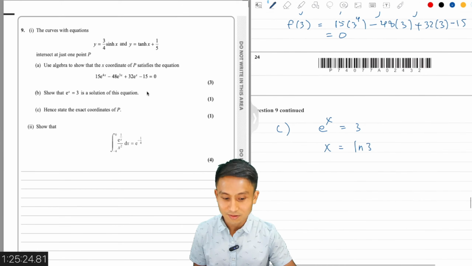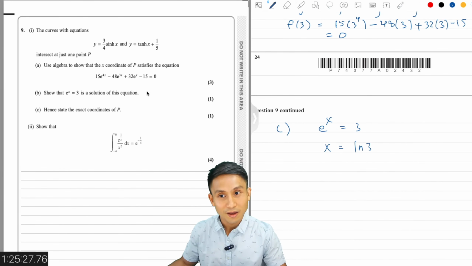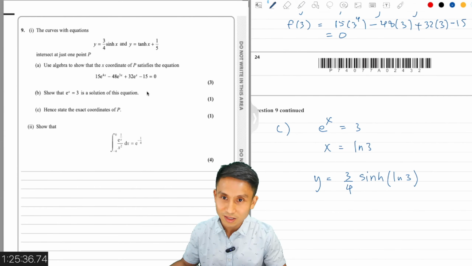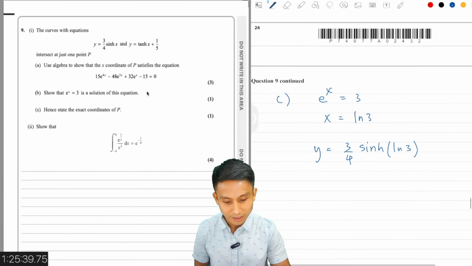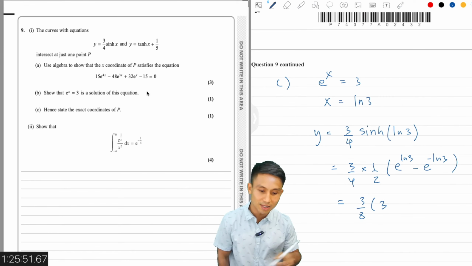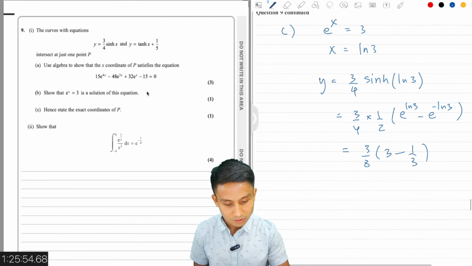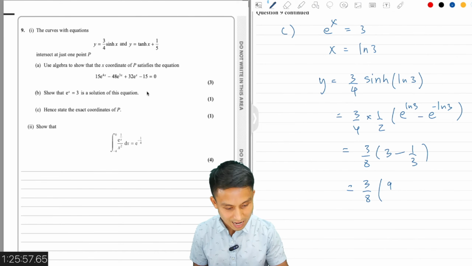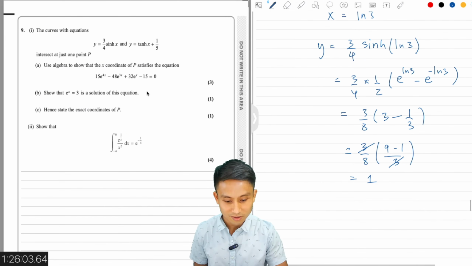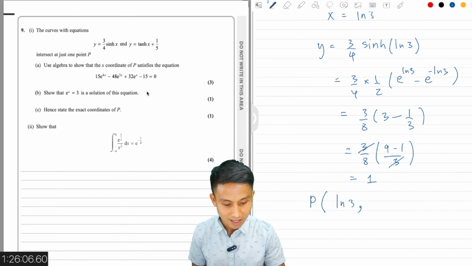Exact coordinate, so x is ln 3. That means y would be 3 over 4 sinh ln 3, right? 3 over 4 times 1 over 2 times e to the ln 3 minus e to the minus ln 3. So that would be 3 over 8. e to the ln 3 is 3, and that would be minus 1 over 3. So that would be 3 over 8 times 9 minus 1 over 3. The 3 cancels, so that would be 1. So the coordinate of P would be ln 3 and 1.